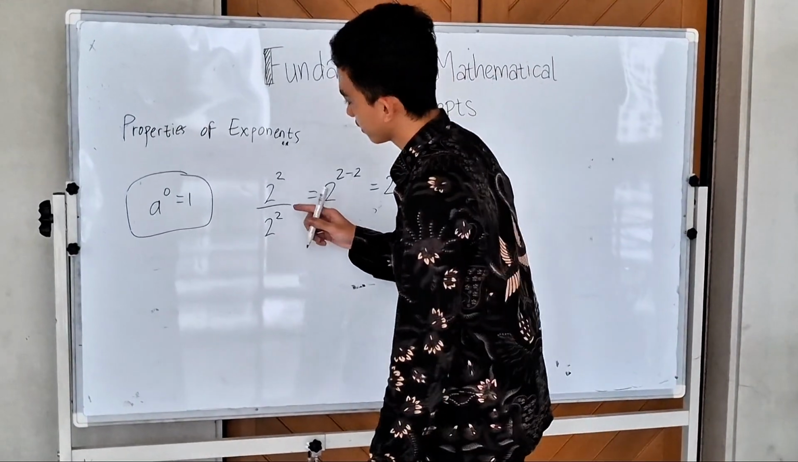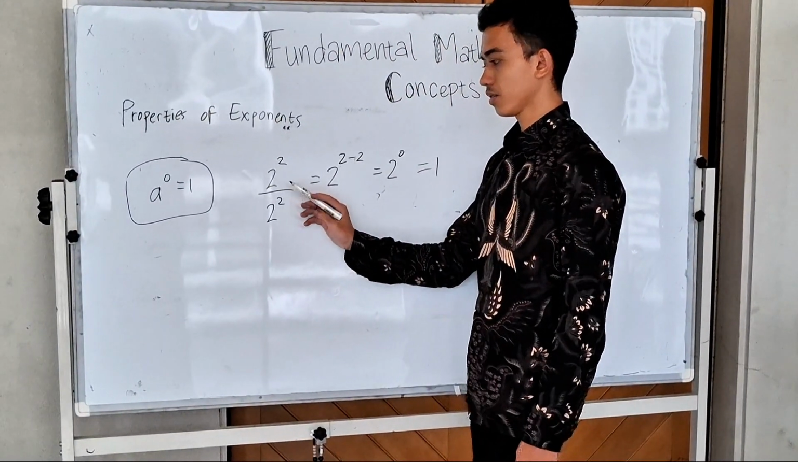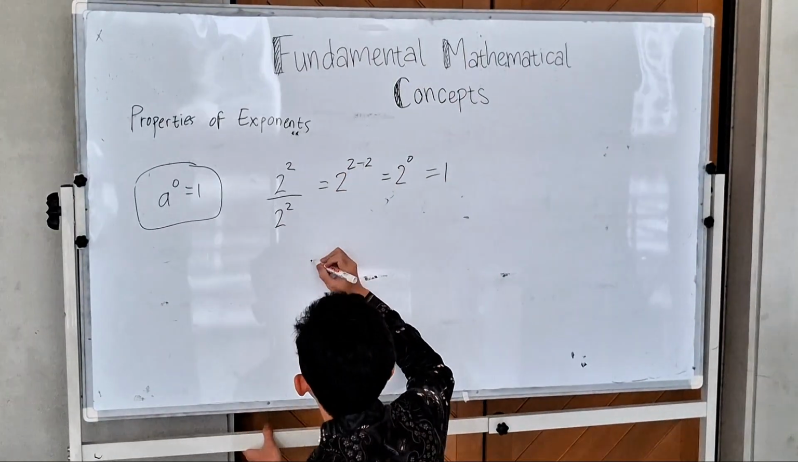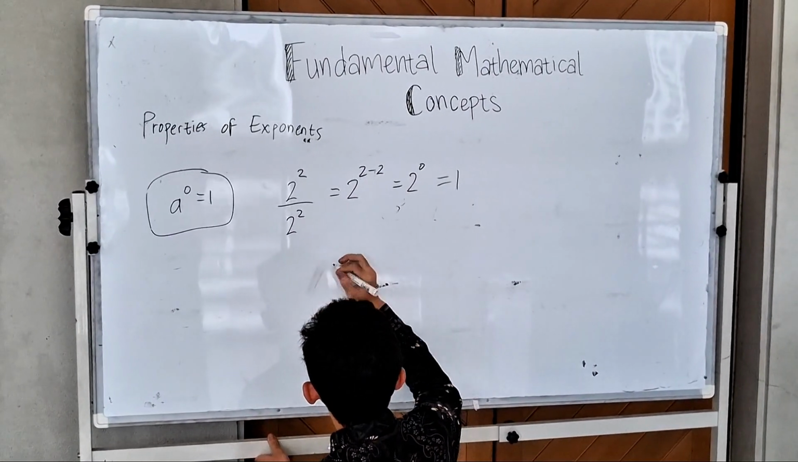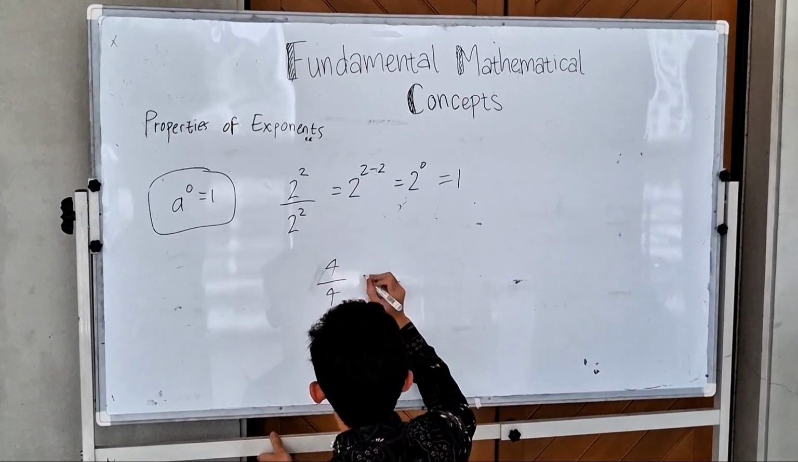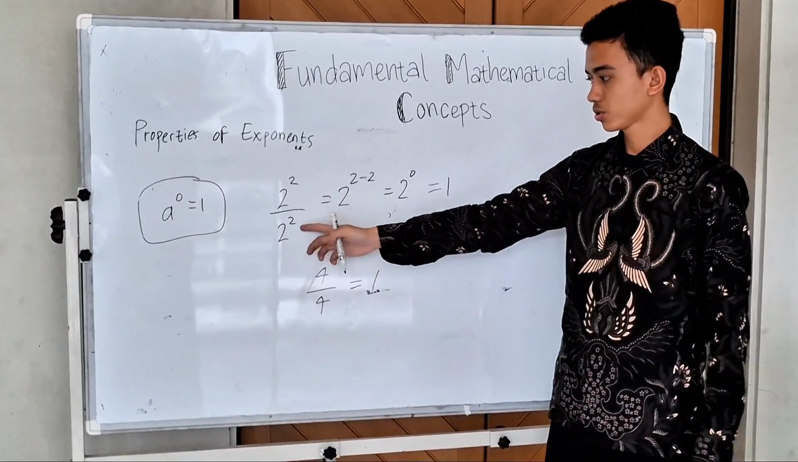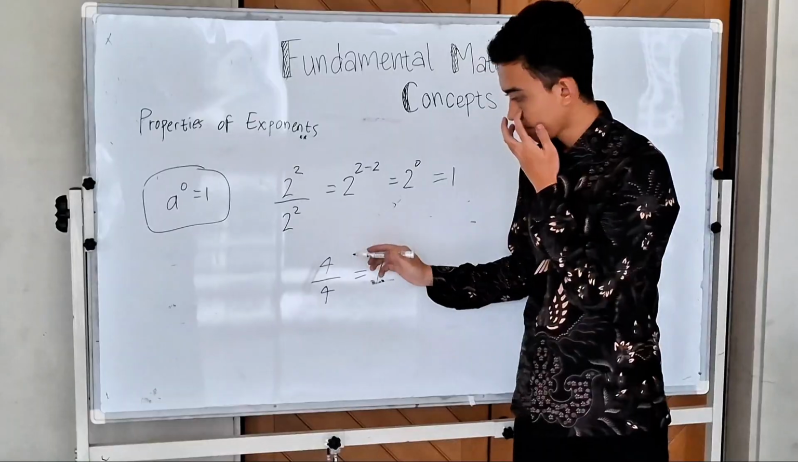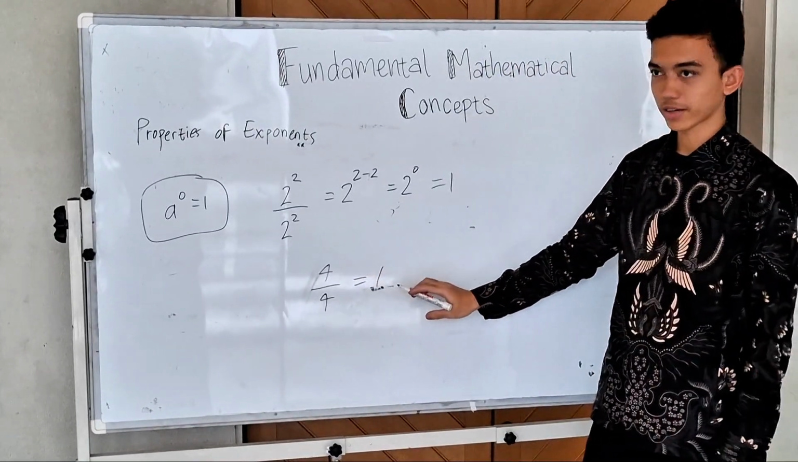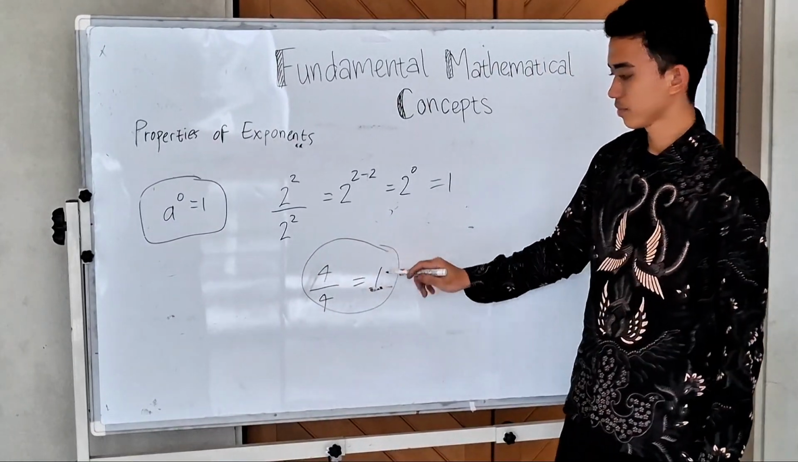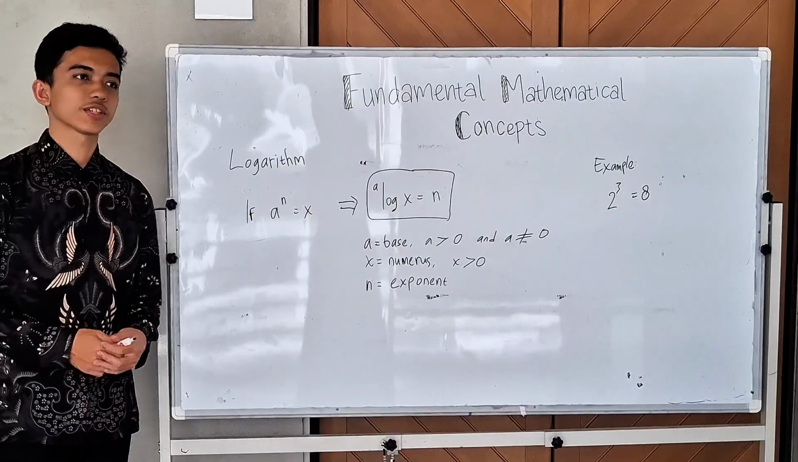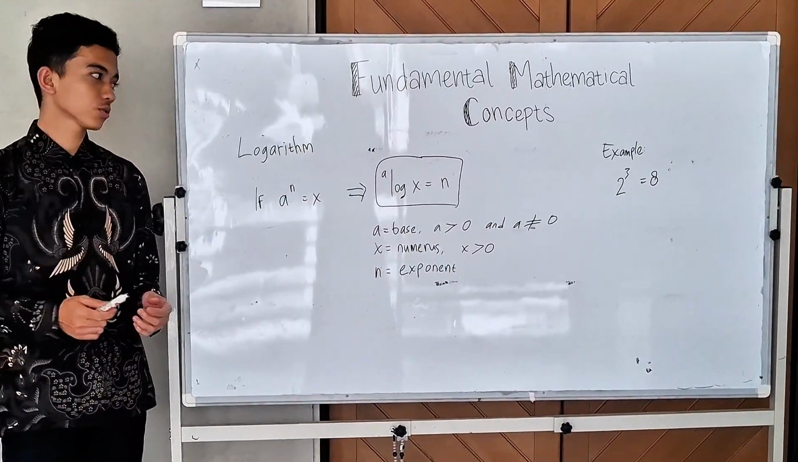Another solution: 2 to the power 2 is 4, and 2 to the power 2 is 4. 4 divided by 4 equals 1. So, previously we discussed exponent. Now we come to logarithm.